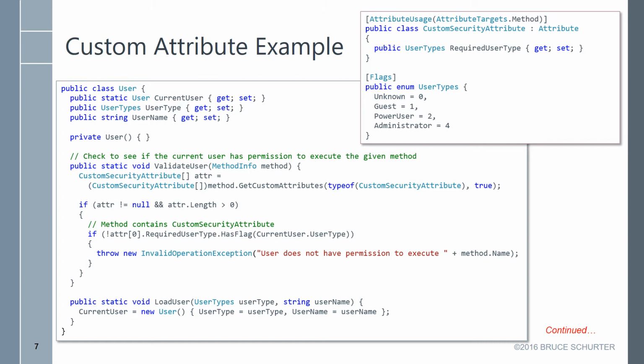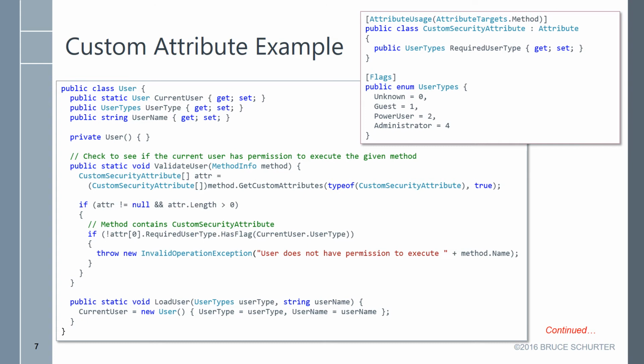The last thing in the user class is this validate user method. Now validate user is going to make use of the attribute defined on the top right hand side of the screen. So let's take a look at that attribute real quick. Notice here it's called custom security attribute, and it derives from Attribute. It has a single property called required user type. Notice that is of type user types. And then this particular attribute can only be applied to methods. You can tell that by looking at the attribute usage attribute that is defined for this particular class.